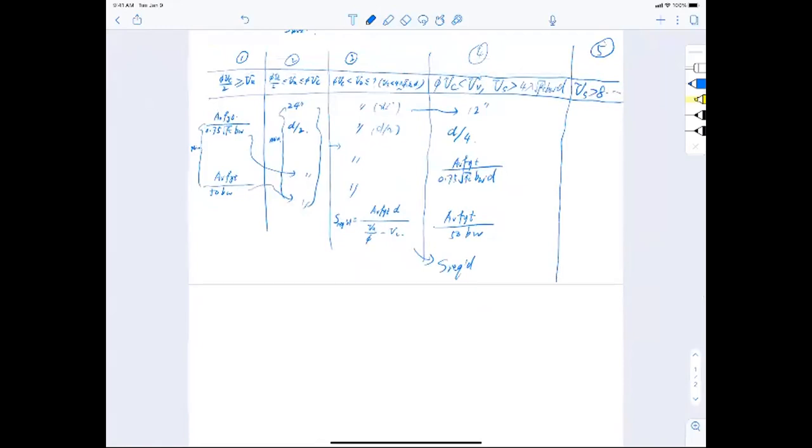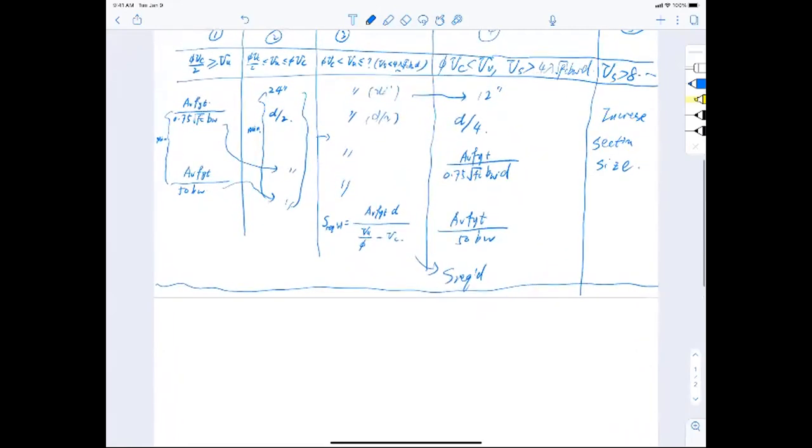I just want to save my effort, okay? You know what it is, right? What happens? Change what? Section size, right? So increase section size. That's it. Did I make a boo-boo? Yeah. So in category four for the third term, you have 0.75 square root. Oh, you're right. Sorry about that. Yeah, take the d out. Yeah, bad habit. Okay, sorry about that.